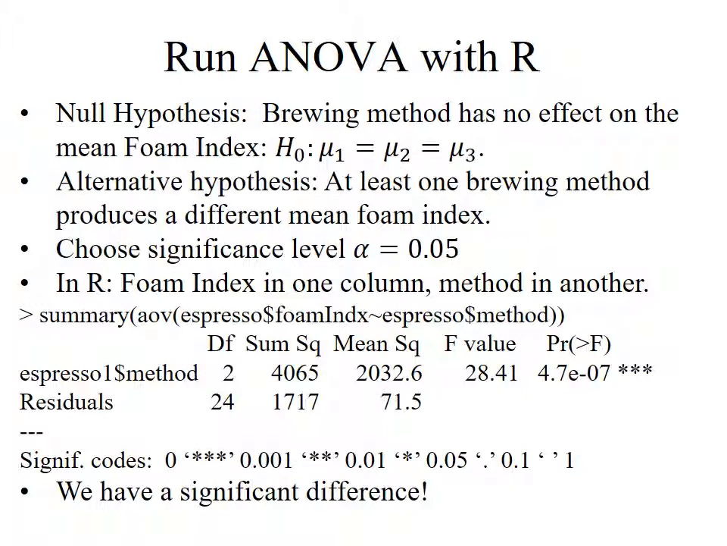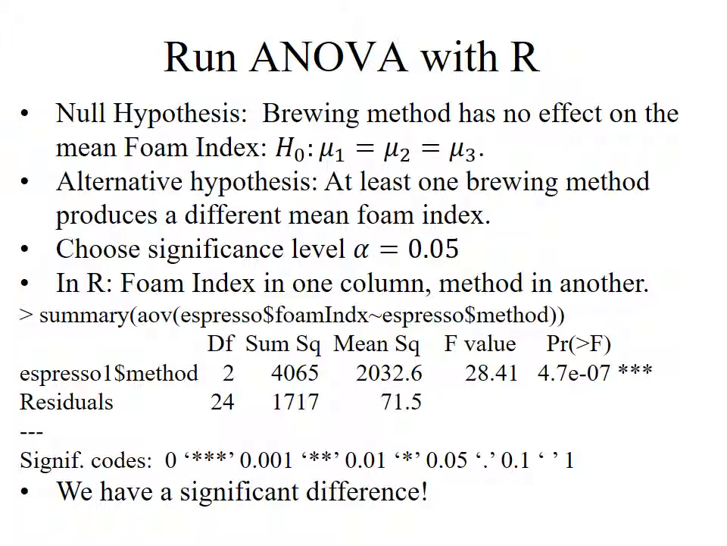So here's what we do. Here's the lovely R command. First of all, we're going to use the summary command and apply that to aov. That means analysis of variance. And then we've got the same sort of thing: espresso$foam_index, tilde sign, espresso$method, seeing the foam index as being caused by method. And this produces an ANOVA table. Now, different pieces of software will do this in different ways, but ultimately they all will spit out an ANOVA table. So the first column in the ANOVA table here is DF, degrees of freedom.